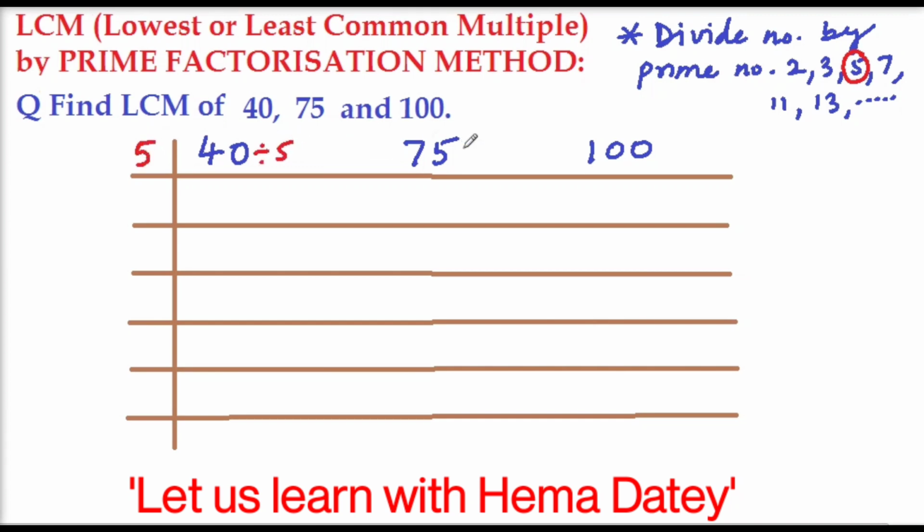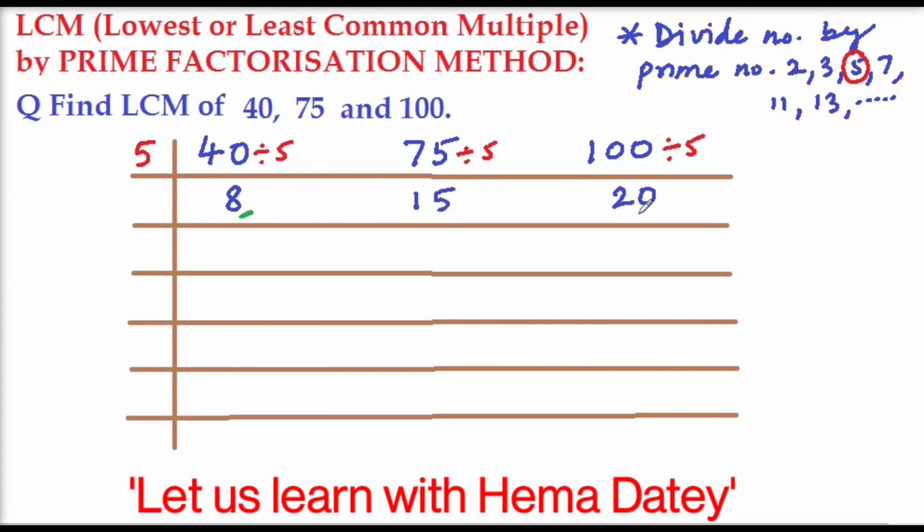So 40 divided by 5, yes. 75 divided by 5 and 100 also is divisible by 5. Quotient will be 8 when you divide 40 by 5. Quotient will be 15 when you divide 75 by 5. And quotient will be 20 when you divide 100 by 5.